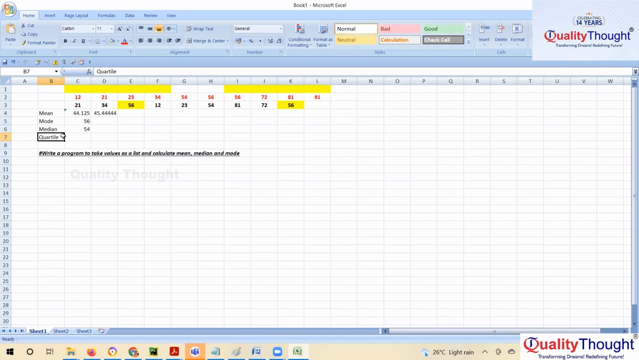So median is to divide data set into half. Quartile will divide data set into 4 parts, 1/4. So what happens is for quartile, you take this median. It has divided the data set into two halves, right? Now, if you find the median of this, that becomes quartile.